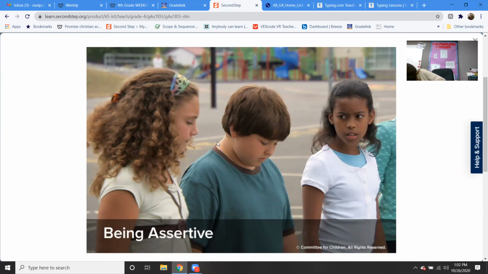Let me get Lego Man. Lego Man, now would you show us what it looks like to be assertive when you're in the classroom? So Lego Man's going to show us what it looks like to be assertive.